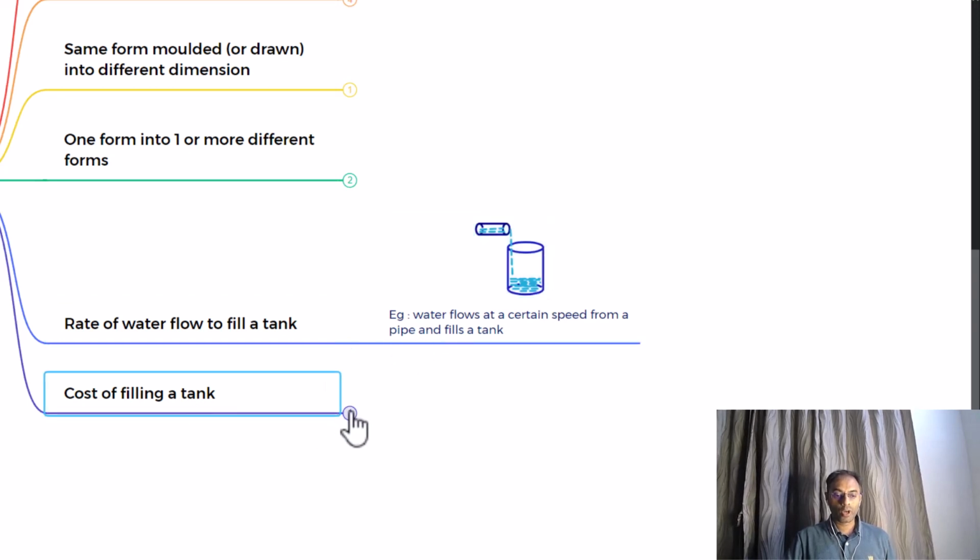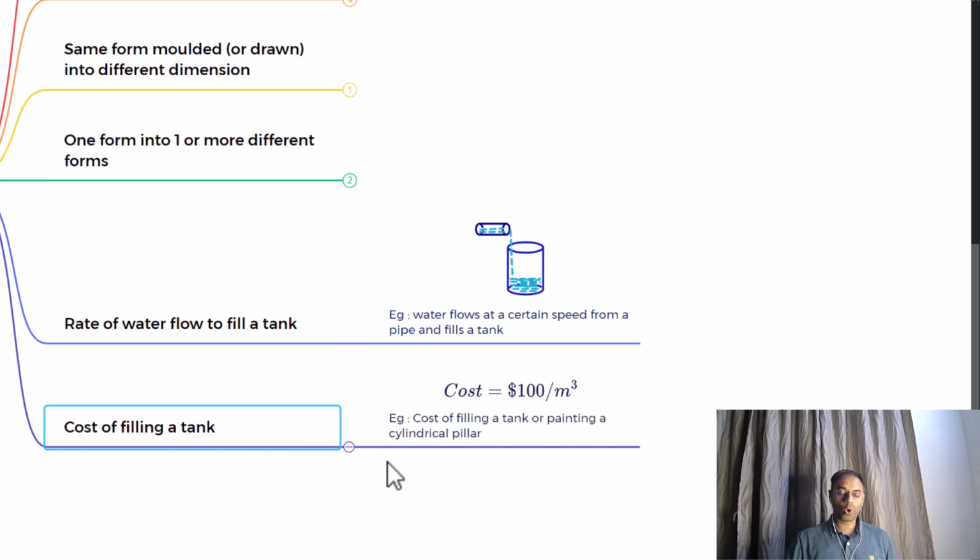And finally, we'll also have the cost. So cost for either filling a tank, or you might have to find the cost of painting a cylindrical pillar. There could be multiple cylindrical pillars in a particular building, and the dimensions would be given. And we would also be given the cost per metre cube, which is so much. Like in this case, for example, say $100 per metre cube, or say $10 per metre cube. Then what will be the cost for painting 6 cylindrical pillars?